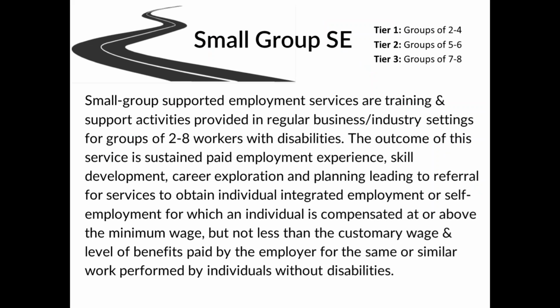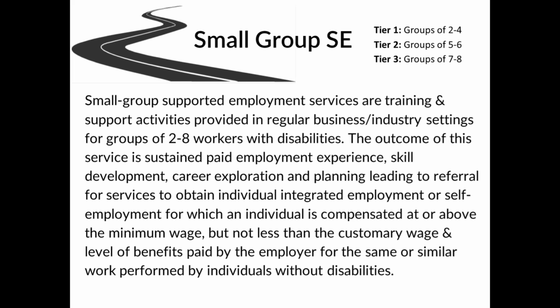Now we're going to move on to small group supported employment services. Small group has 3 tiers. Tier 1 represents groups of 2 to 4. Tier 2 represents groups of 5 to 6 individuals, and Tier 3 represents groups of 7 to 8 individuals.